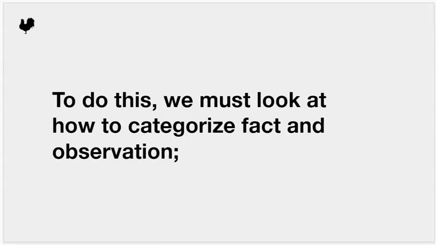So how can you classify a view of a field as either disintegrated, integrated, or misintegrated? That's what DIM stands for. How do we do this? We must look at how to categorize fact and observation. How do you categorize what you see around you? The basic question of epistemology, of philosophy.